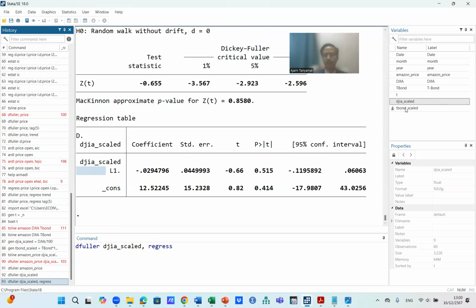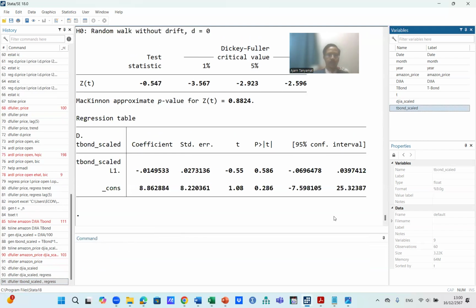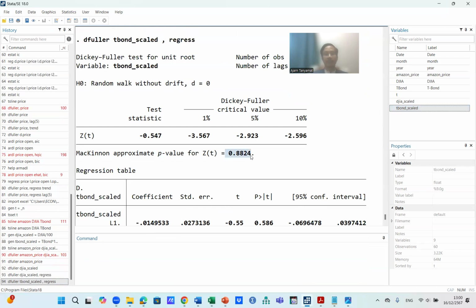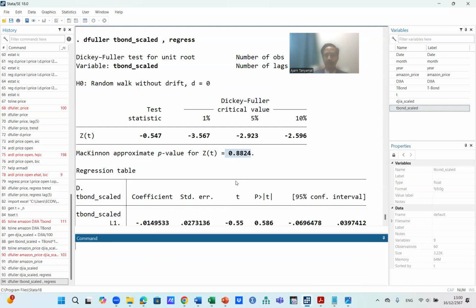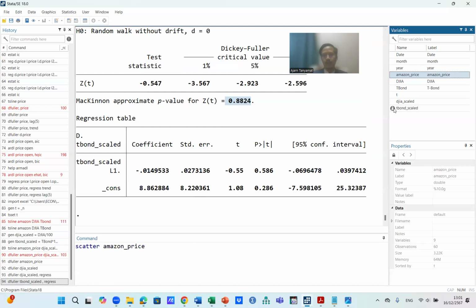Okay, let's test also for T-bond. Right, so T-bond also non-stationary. So all three variables are non-stationary. Let me show you something really quick, just to show you why stationarity can affect your result. When the time series are all non-stationary, you could get spurious results, concluding relationship when there is none. So let me show you the scatter plot of Amazon price with the T-bond.